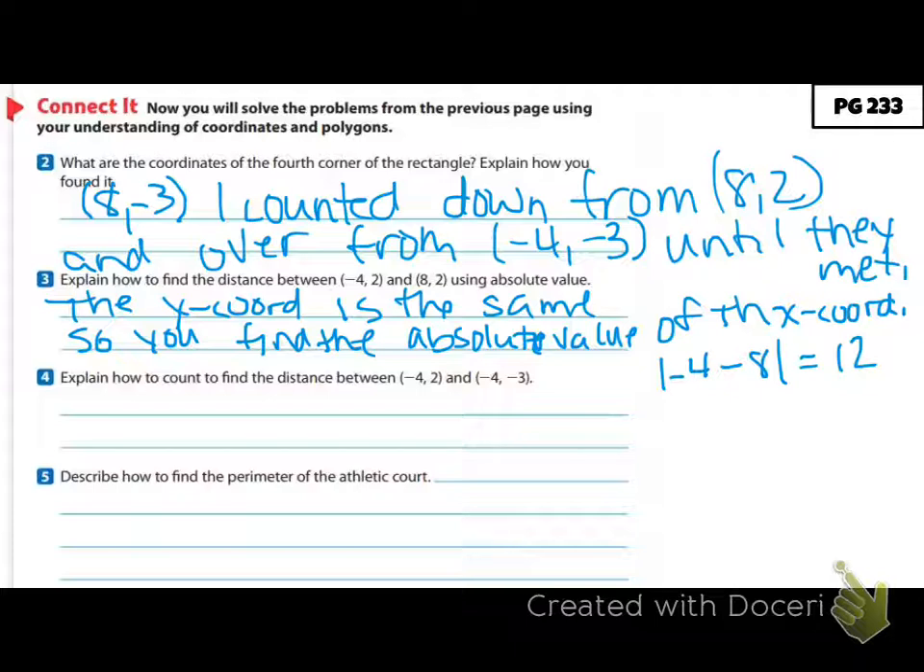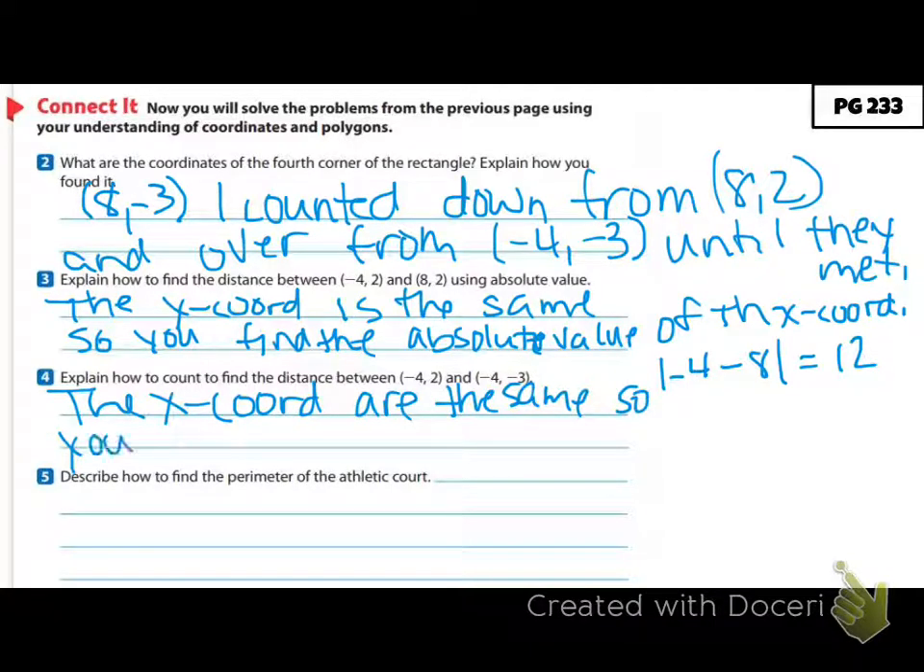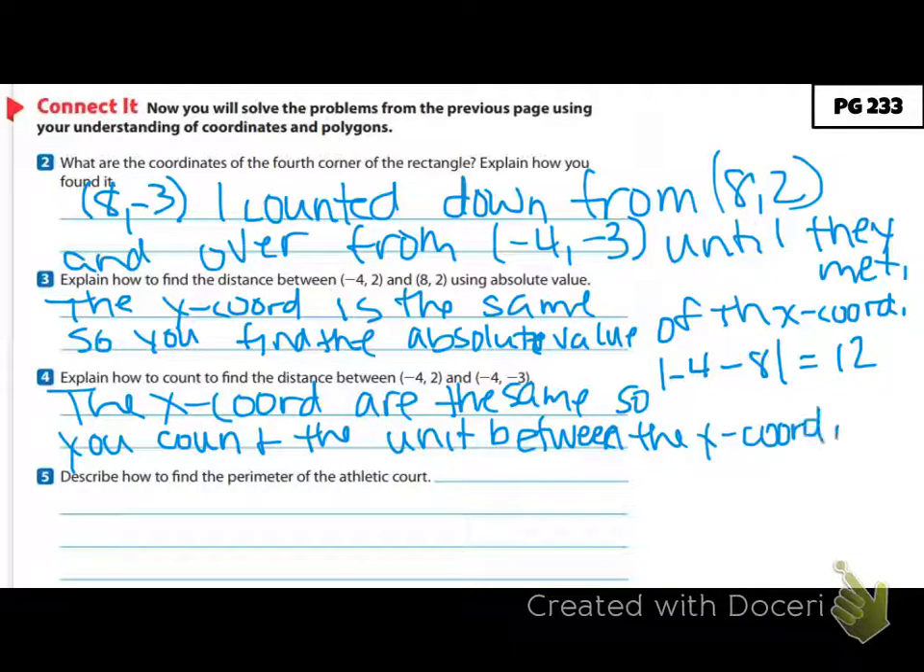Number 4, explain how to count to find the distance between -4, 2 and -4, -3. So the x-coordinates are the same. So you count the units between the y-coordinates. And it's 5 units.